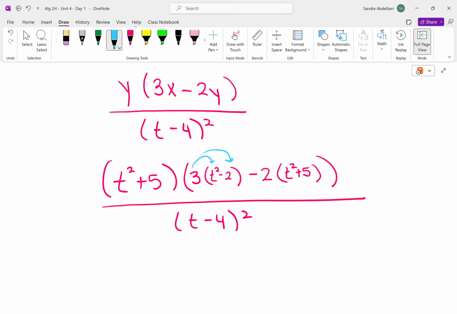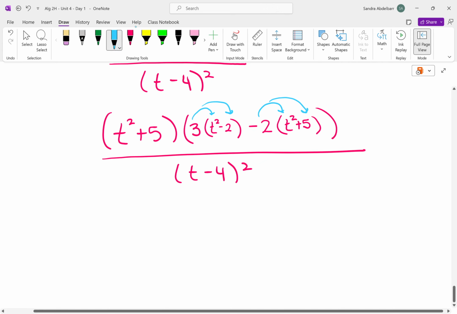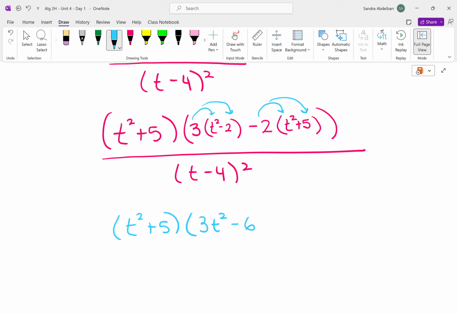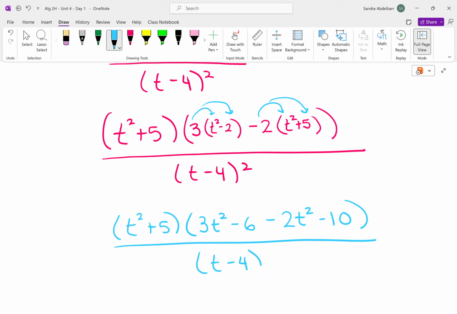We cannot leave it like this. We're going to have to do a little bit more work. So what am I going to do now? I'm going to distribute in this 3, and I'm going to distribute in this negative 2. So now in my numerator, we have t squared plus 5, and then 3t squared minus 6 minus 2t squared minus 10.